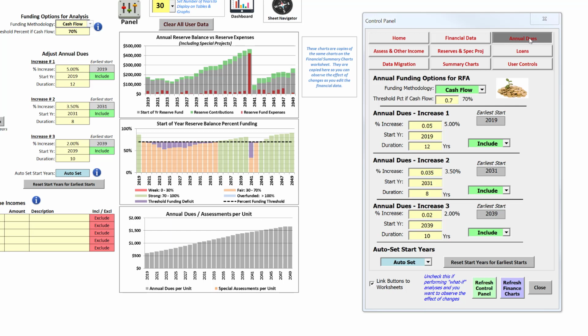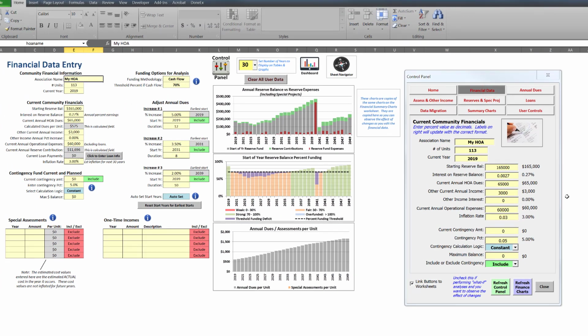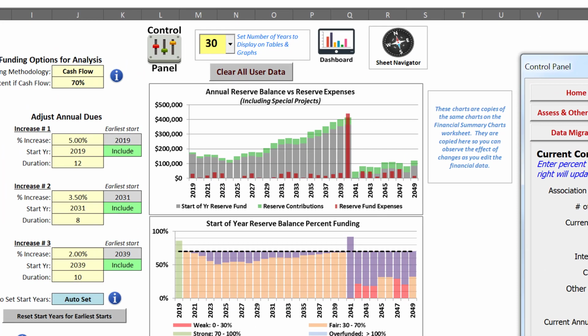But I want to demonstrate one thing for you now. Let's assume that we've got our budgeting plan pretty much honed in. I want to show you how sensitive it is to inflation. So let's go into here and change this inflation rate to 0.032, which is 3.2%. Just that extra little bit of inflation makes a dramatic difference in the annual reserve balance and reserve expenses.